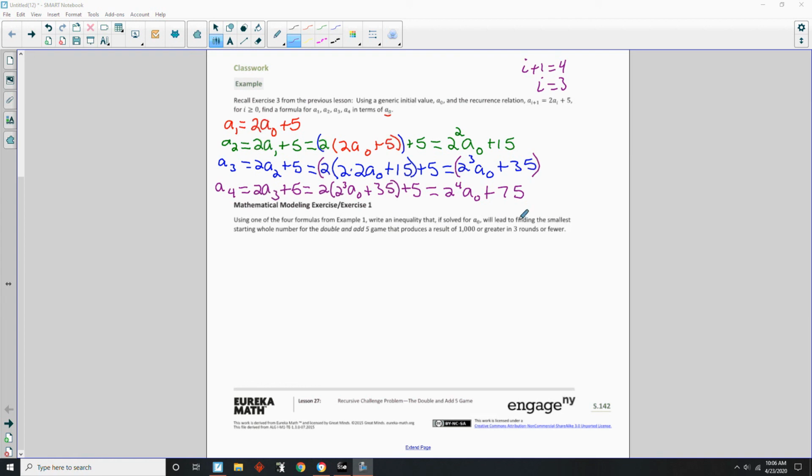Okay, so it says, find the smallest starting whole number for the double and add 5 game that produces a result of 1,000 or greater in 3 rounds or fewer. That would mean a sub 3 has to be greater than or equal to 1,000. So that'd be this one here. Let me get rid of those parentheses. Alright, so a sub 3, or 2 cubed a sub 0 plus 35, has to be greater than or equal to 1,000. So that's what it means for a sub 3 to be greater than or equal to 1,000.